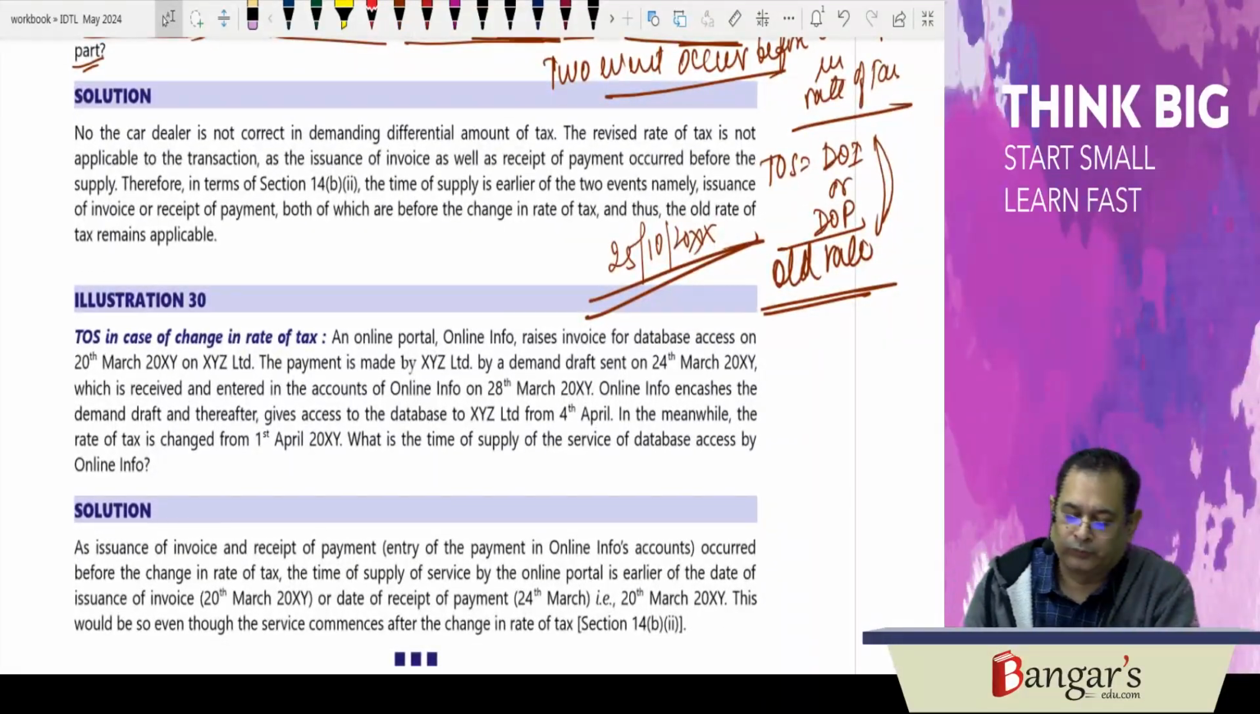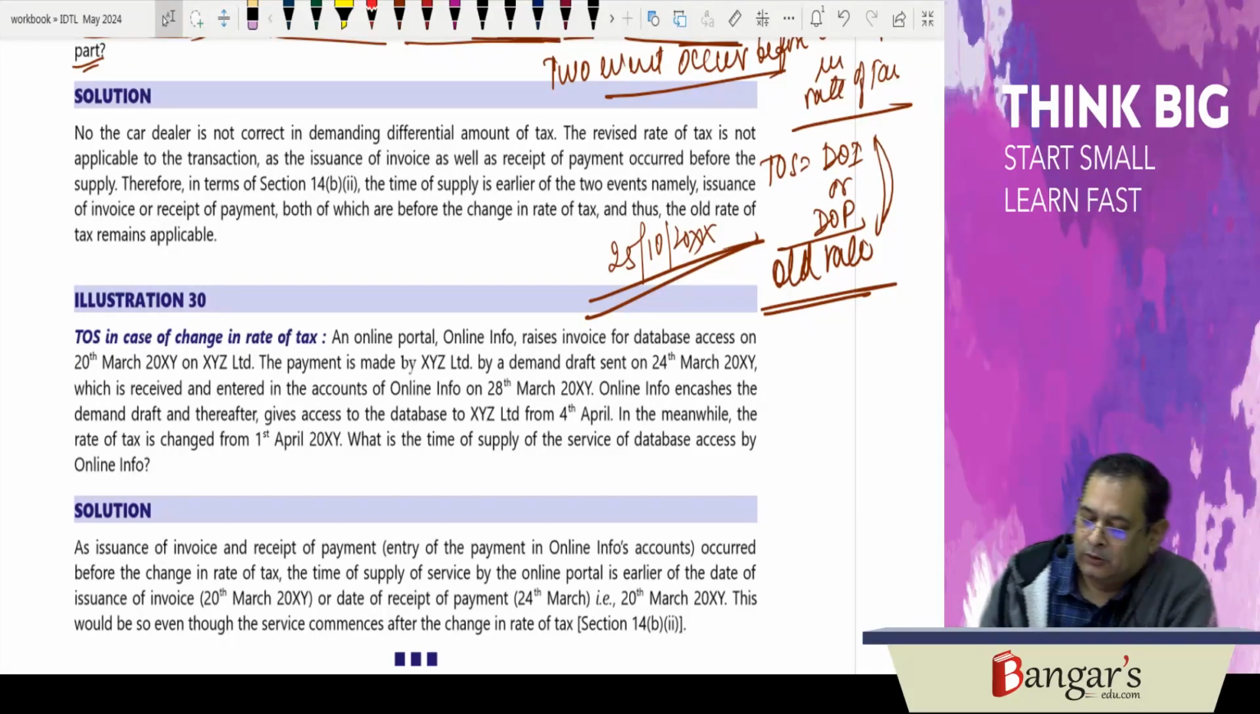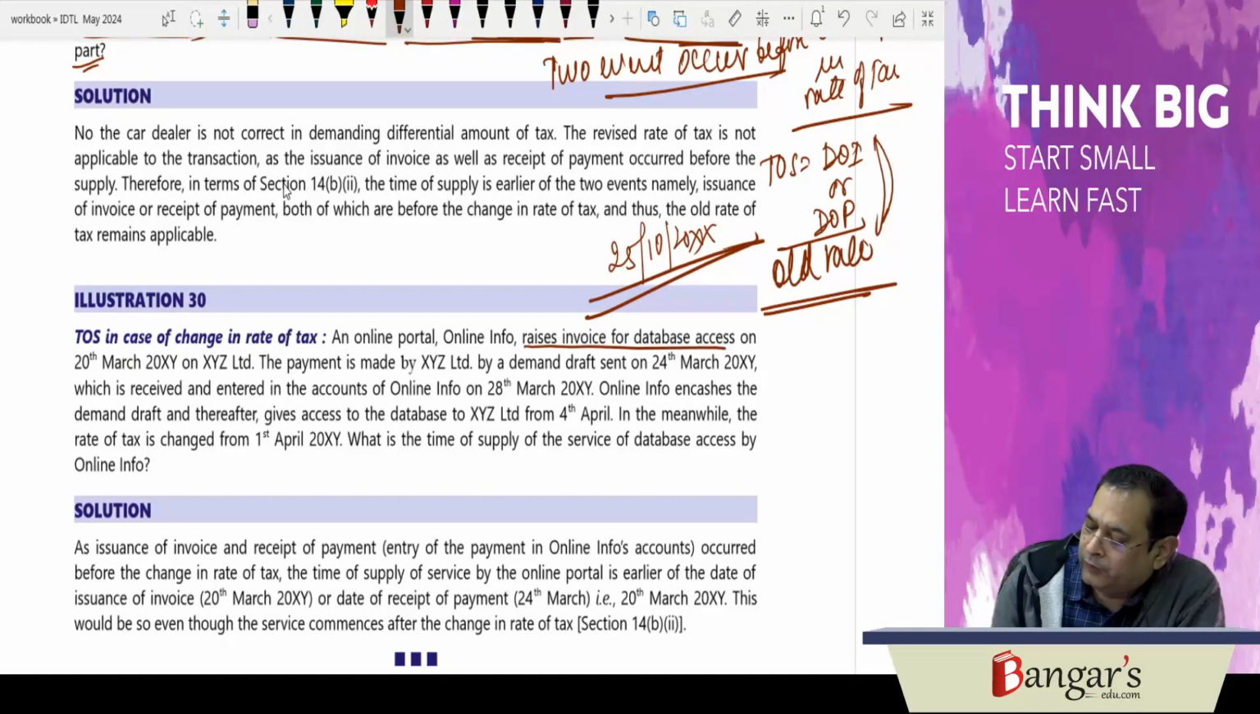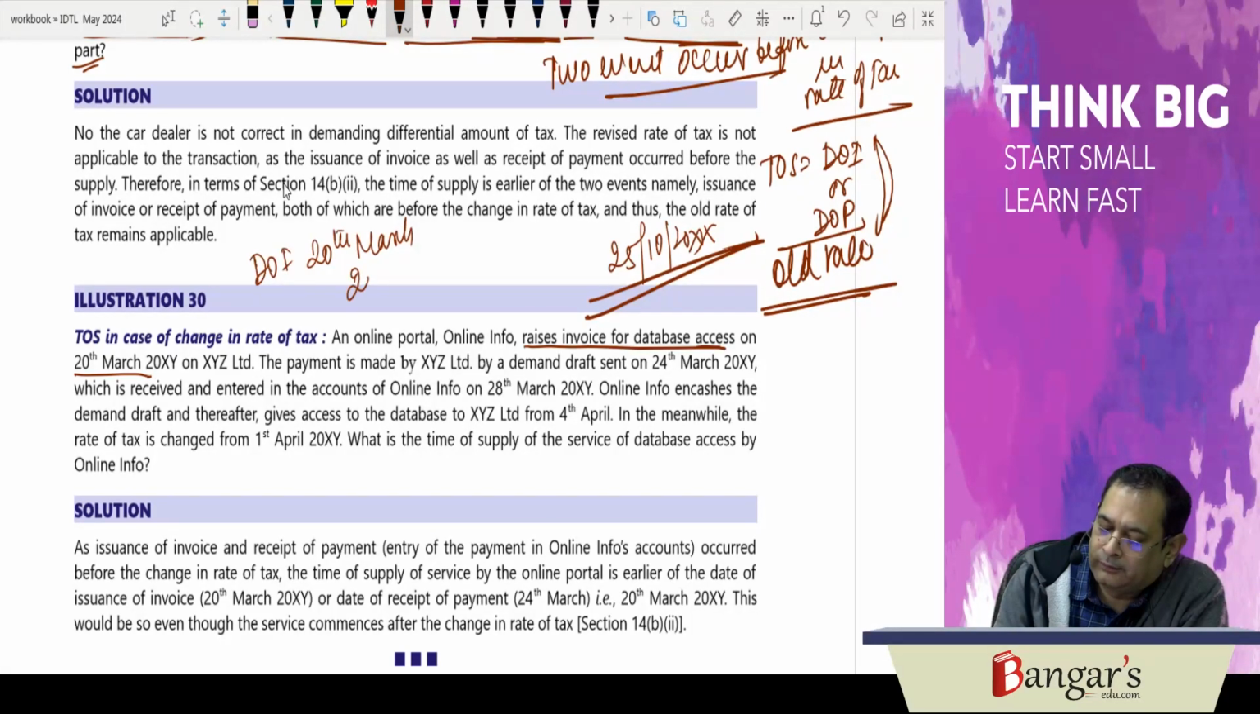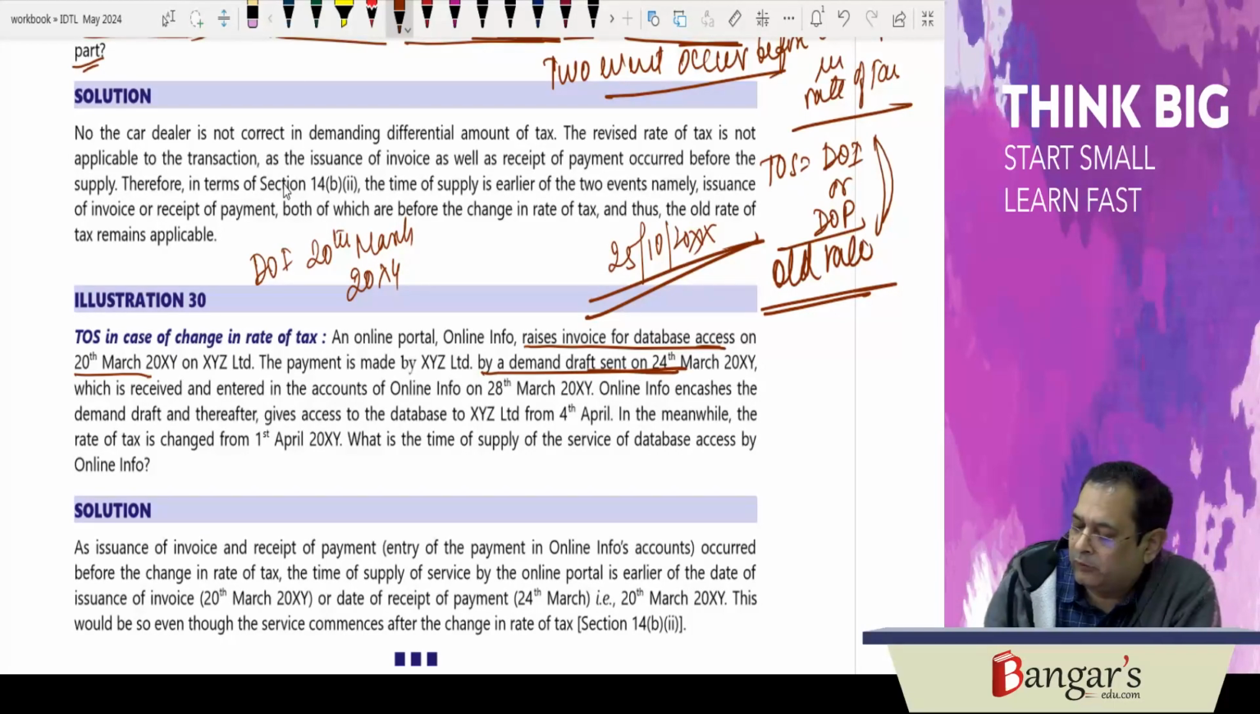This is the last question which we'll be discussing. An online portal, Online Info, raises invoice for database access on 20th of March. Date of invoice is what? 20th of March. The payment is made by XYZ on demand draft sent on 24th of March. Date of payment, DD has been made on 24th of March.